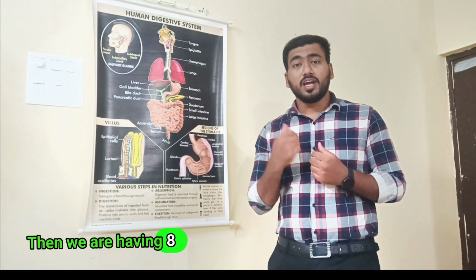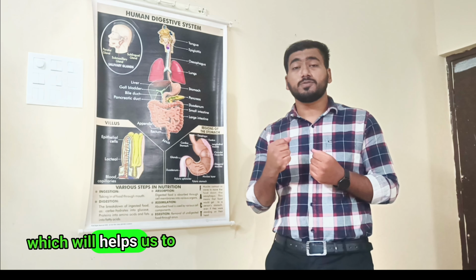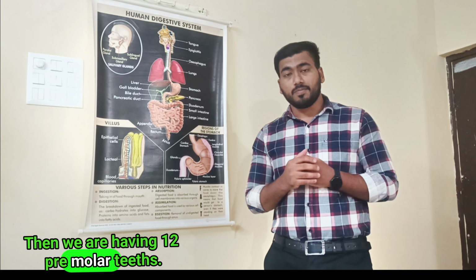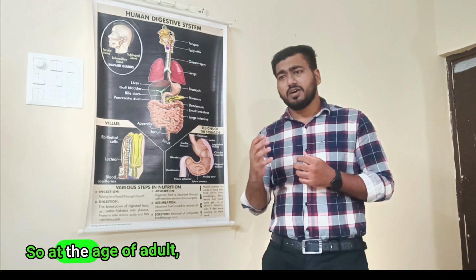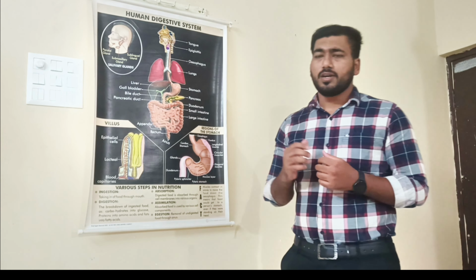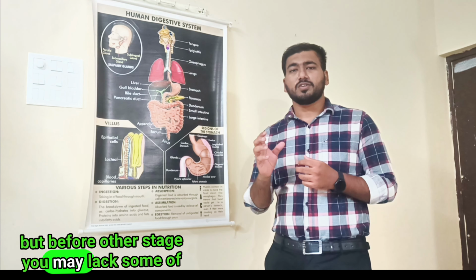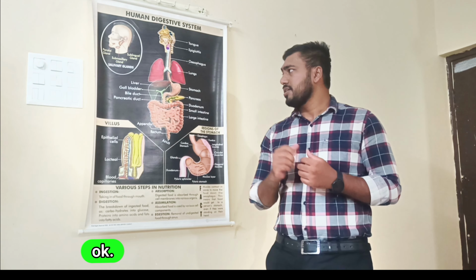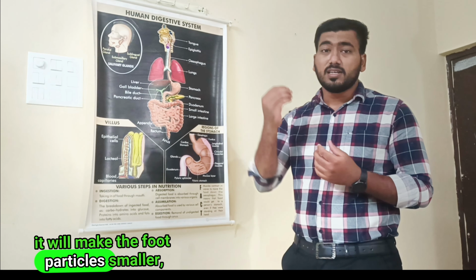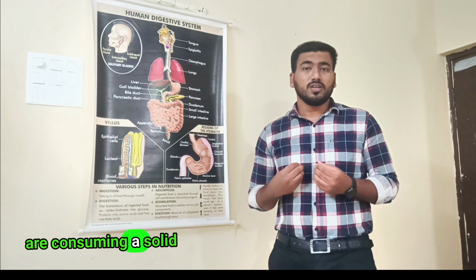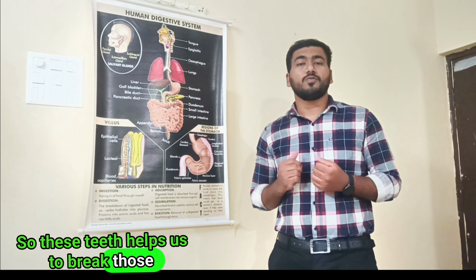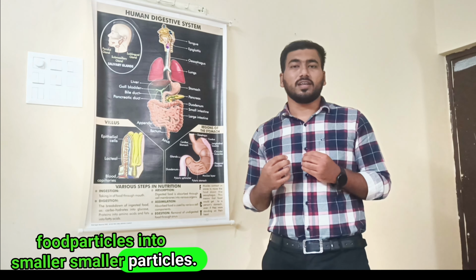Then we have 8 molar teeth, which help us to chew the food. Then we have 12 premolar teeth. When you reach the adult stage, you will attain all these 32 teeth. But before the adult stage, you may lack some of the premolar teeth. These teeth help in chewing food and make the food particles smaller. We are consuming solid organic matter, so these teeth help us to break those food particles into smaller particles.